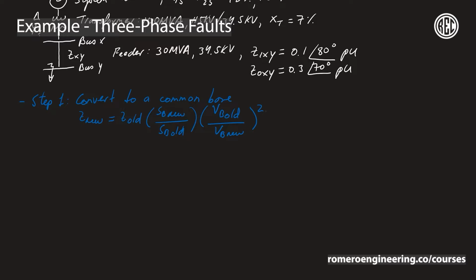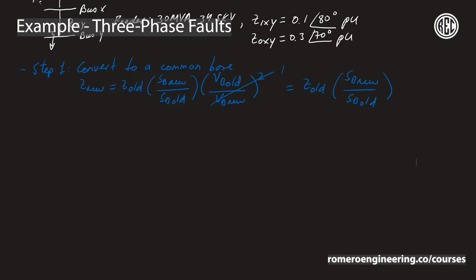Now for this example, because the base voltages are the same, we're just converting from 100 MVA to 30 MVA. This term over here is simply going to be 1. So again, this equation then gets simplified to Z old times SB new, so the new base, divided by SB old, so the old base.